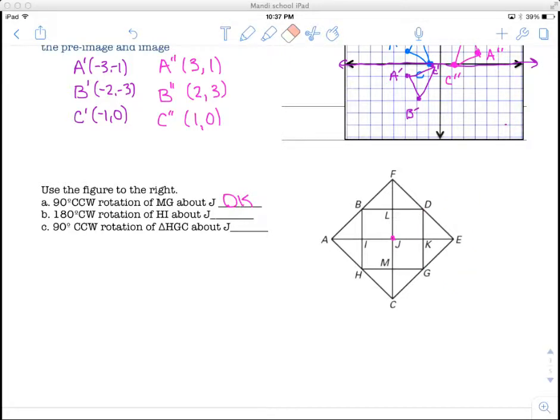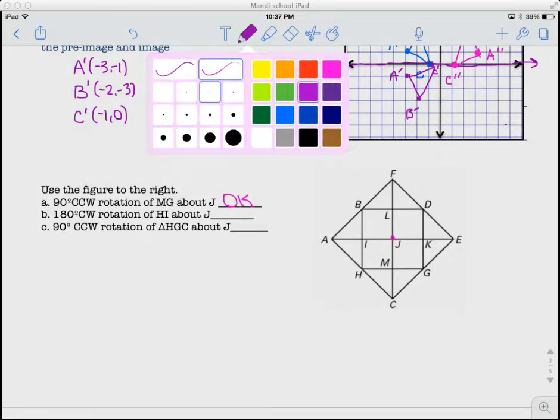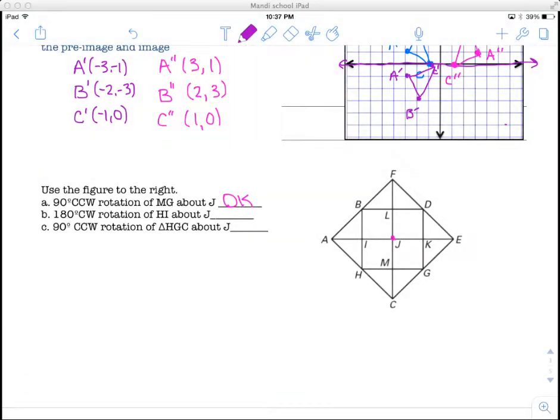Okay, so this next one says 180 degrees HI going clockwise about J. So here would be 90, here would be 180. So KG. That's a terrible G. Let's try it again. There we go.